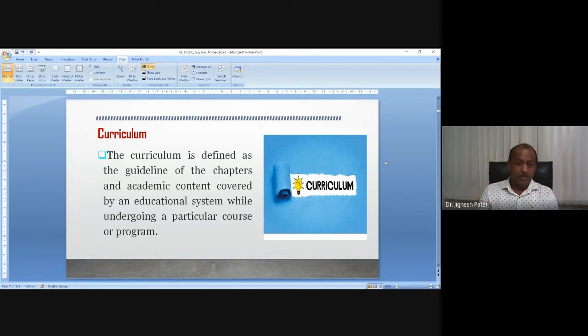Now, what is curriculum? Curriculum is defined as the guideline of the chapters and academic content covered by the educational system while undergoing a particular course or program. So what are the chapters? What are the courses that should be focused on? Content to be covered by the educational system while undergoing the particular course. This depends upon the particular course, whether you are teaching in B.Ed or M.Ed or BA, BCom, BSc, any course. So according to the course, there should be chapters, that should be a guideline, that should be different papers, or courses, we can say. So what academic content should be covered, that should be focused in this curriculum.